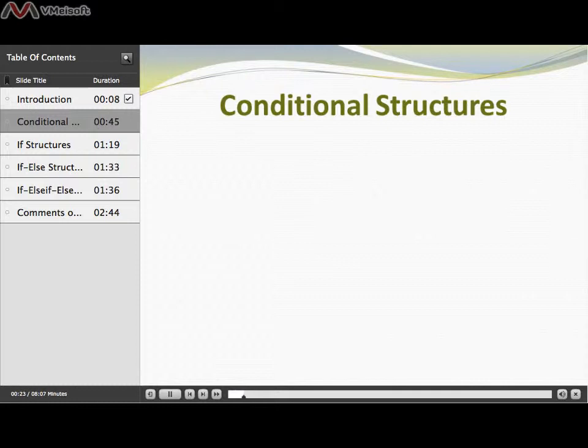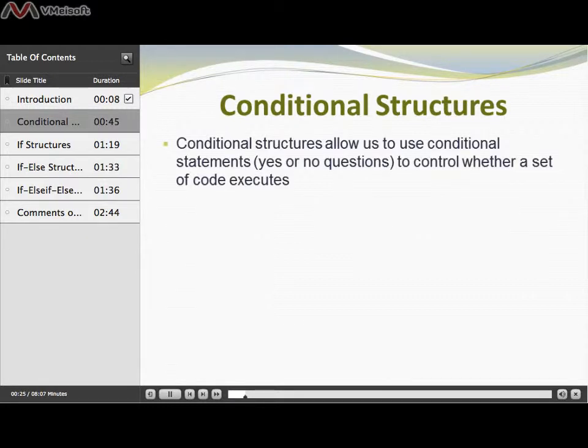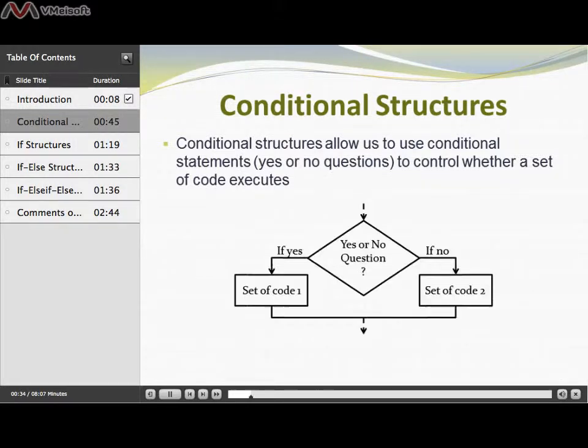conditional structure. So what's a conditional structure? Basically, a conditional structure allows us to use those conditional statements, or those yes or no questions, to control whether certain sets of code execute. Essentially, we would have something that looks like this, where we have the rest of our program coming down, we ask a yes or no question, and then based on the answer to that question, we choose to do one of two sets of code. The key with conditional structures is that we can only execute one of those sets of code. We couldn't execute both of them.